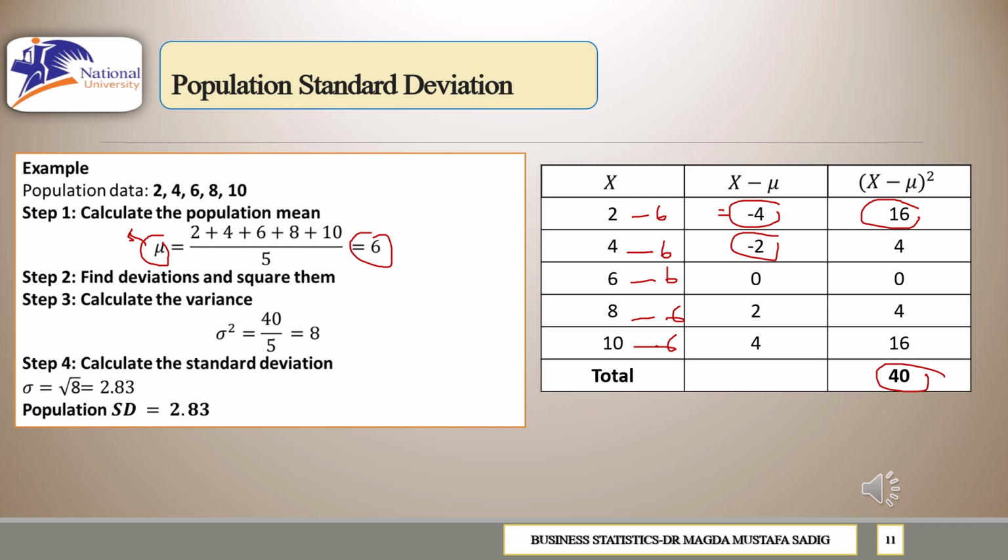So sigma square is 40 divided by 5, equal to 8. Then we calculate the standard deviation by taking the square root of the variance. This is the variance, and we take its square root to get the standard deviation, which is 2.83. Therefore, the population standard deviation is approximately 2.83.